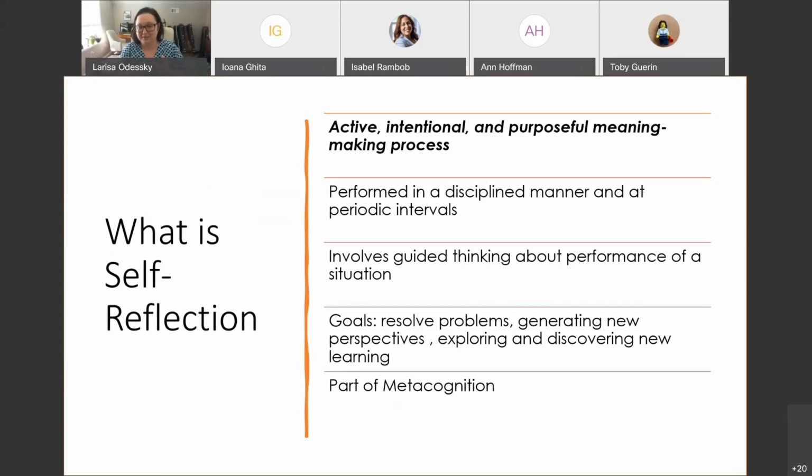It involves guided thinking about the performance of a situation. And the goals are resolving problems, generating new perspectives, exploring and discovering, part of meditation. For the students to be so self-aware of, this is my learning process. This is how I think. This is why I think this. This is where this is coming from, and how does this affect what I'm doing? I think that is a beautiful thing when it happens.